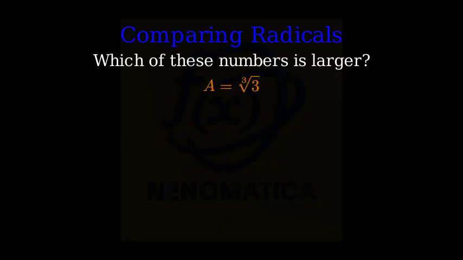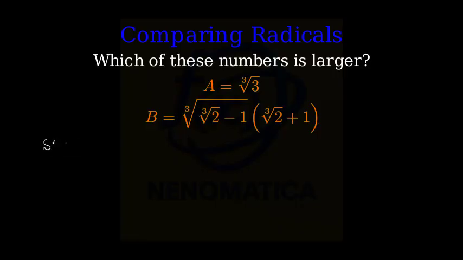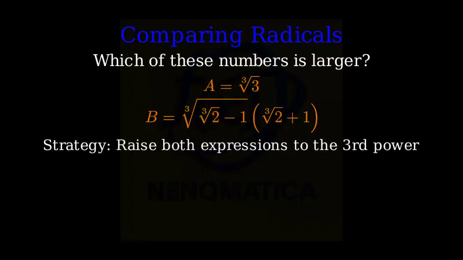We have a equal to the cube root of 3 and b equal to the cube root of the cube root of 2 minus 1 multiplied by the cube root of 2 plus 1. To compare these numbers, we'll raise both a and b to the third power. This approach will help us eliminate the cube roots and make the comparison easier.